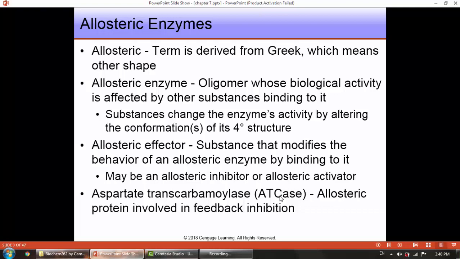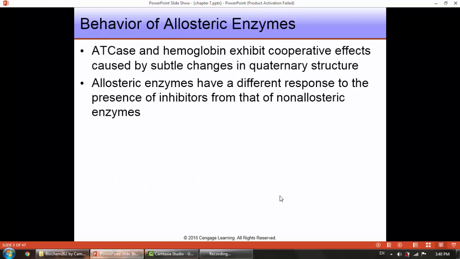The enzyme we want to talk about is called aspartate transcarbamylase, ATCase, and hemoglobin. They exhibit a cooperative effect caused by sudden changes in quaternary structure. Allosteric enzymes have a different response to the presence of inhibitors from that of non-allosteric enzymes.